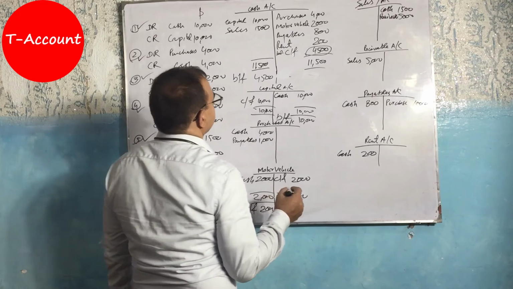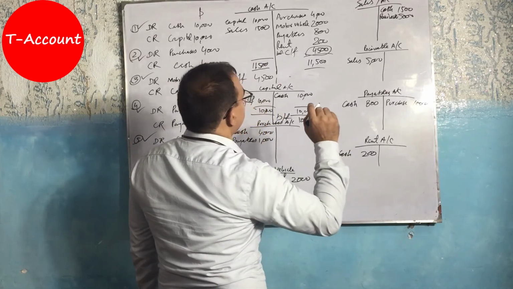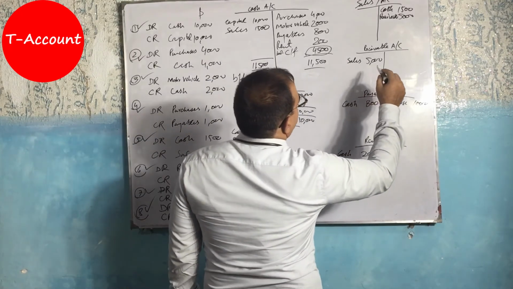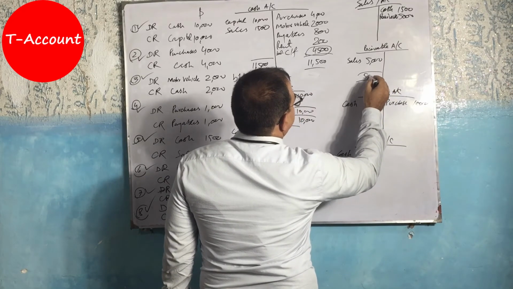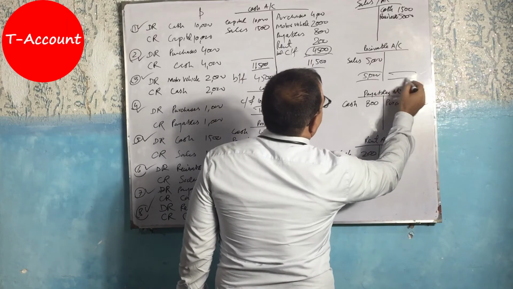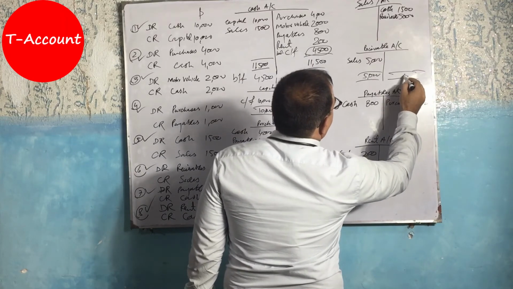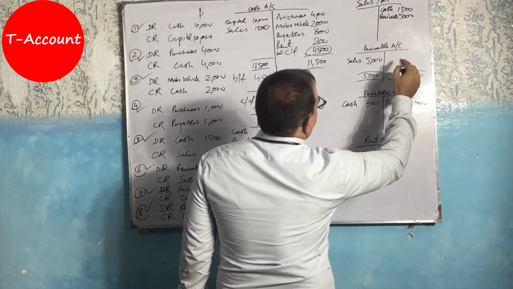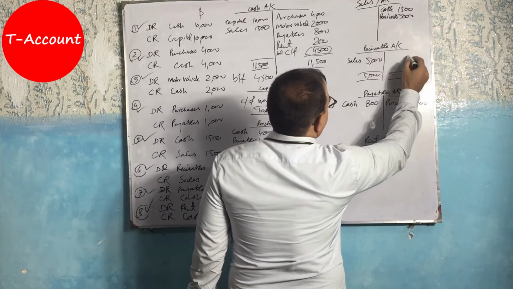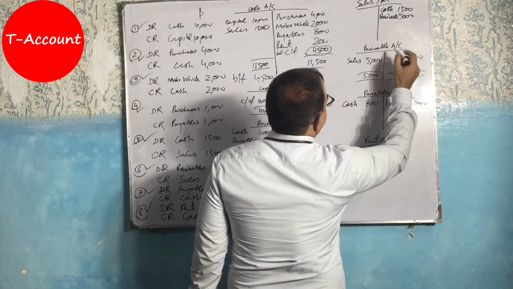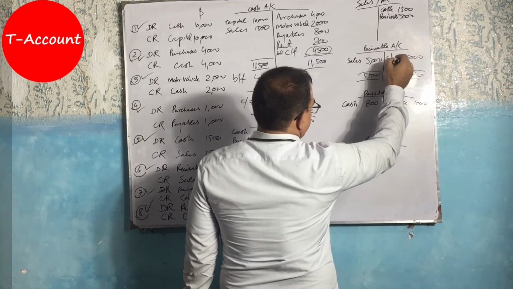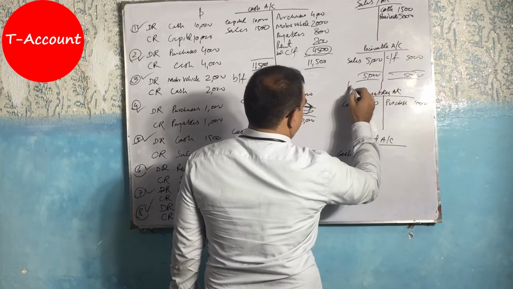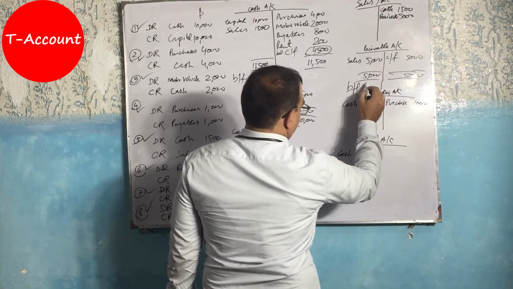In the same way, we'll deal with receivables. This side is bigger, we have 5,000. We'll write at the bottom of the credit side 5,000. Whatever is the deficiency, we'll write here and make it balanced. Now this is balance carried forward, going to the next year. Next year it will be our opening balance brought forward 5,000.